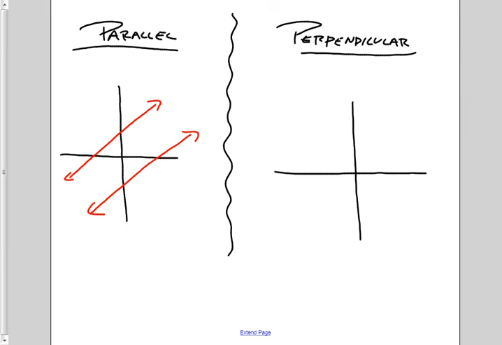Whereas perpendicular lines intersected at a 90-degree angle right here. I'm not a huge fan of that line I just drew, so let's go ahead and try to at least make it somewhat looking like 90. Well, it turns out that the slopes of these lines have something in common. And again, you may remember this from your days of geometry, that when lines are parallel, you have the same slope.